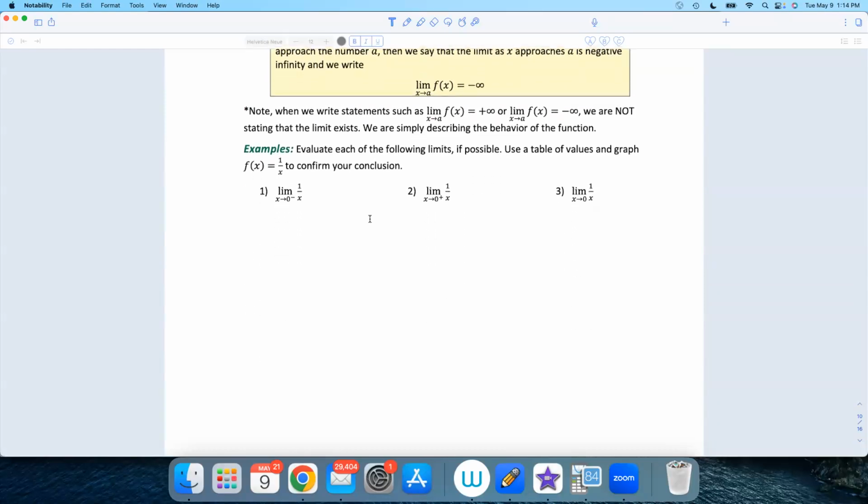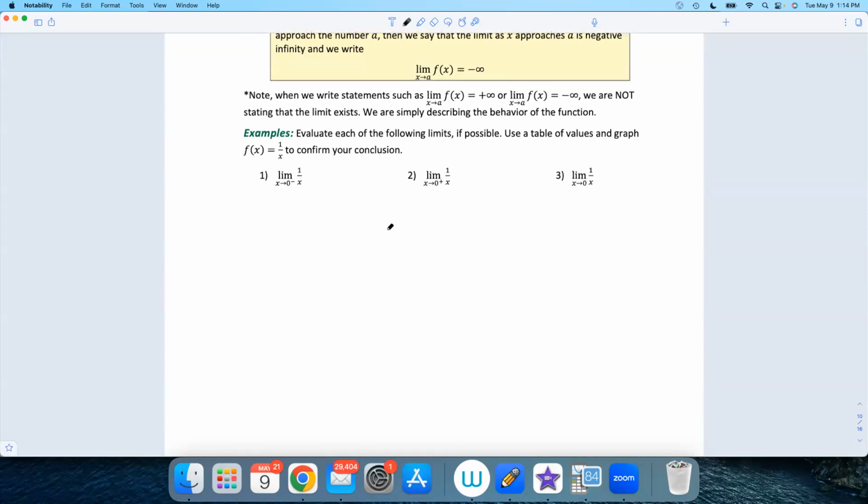Okay, so let's take a look at some of these. We know what this guy's graph looks like. A lot of times these infinite limits are best understood by looking at a graph. Like if you're in Calc 1, you should know what the graph of 1 over x looks like, right? Looks something like that.